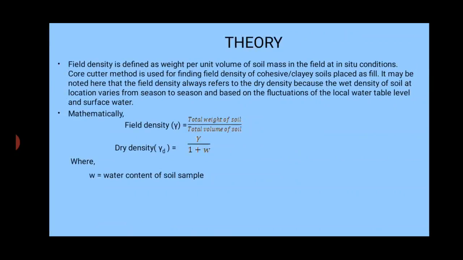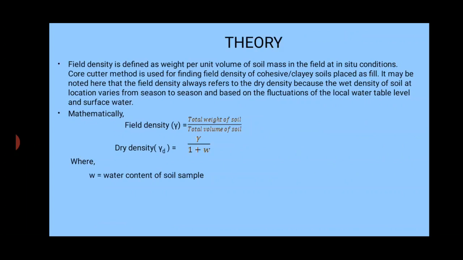Field density is defined as weight per unit volume of soil mass in the field at in situ conditions. Core cutter method is used for finding field density of cohesive or clay soils placed as fill. It may be noted here that the field density always refers to the dry density because the wet density of soil at a location varies from season to season based on the fluctuations of the local water table level and surface water.